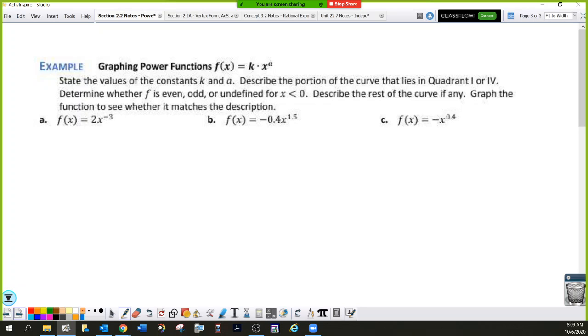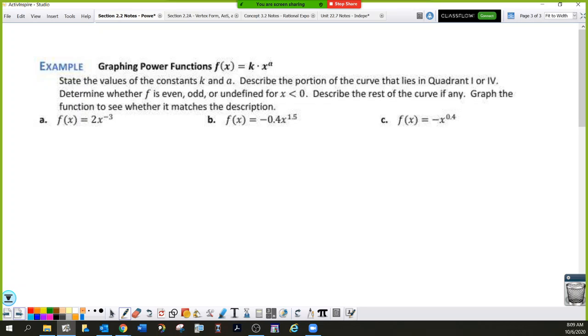Oh, so at this point, what they're trying to do is say, well, hey, if x was negative, would the function be even, odd, or undefined? Okay. So we're going to describe what it looks like in quadrants 1 or 4, and if it exists in quadrants 2 and 3, we will sketch it and describe its symmetry if it has any. Describe the rest of the curve if there is any. Graph the function to see whether it matches the description. Okay, let's be real. Did you say it couldn't be in quadrant 3 and 4? It could if you don't restrict the domain.